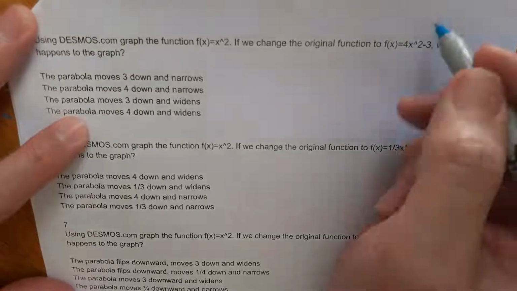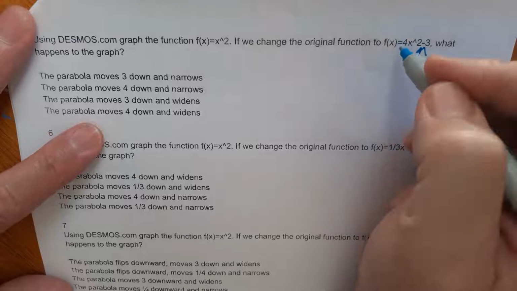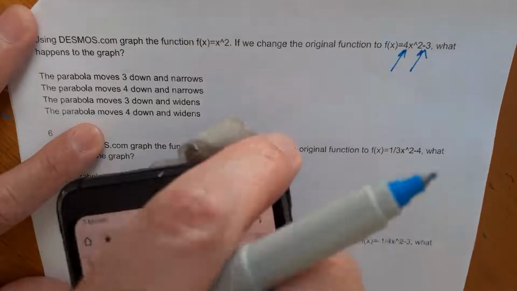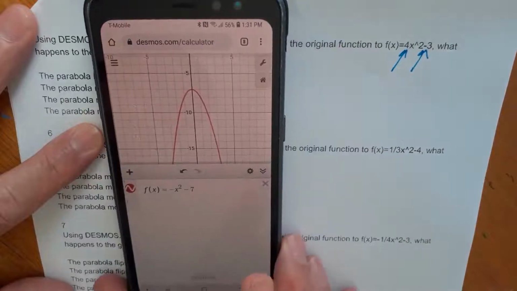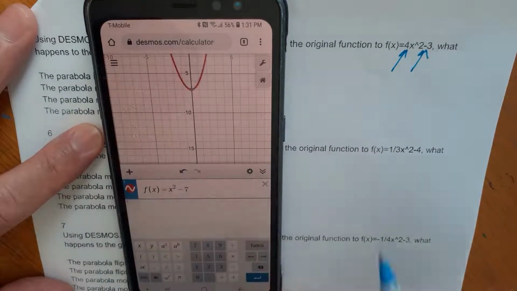All right, now we got several things going on here. We've got a minus 3, so we know it moves it down 3. But look at this. We have a number now in front of the x squared. So let's go back to Desmos, because we're just going to keep playing and do it the way they tell us. Let's put a 4 here. So we're going to put a 4 in front of the x squared.